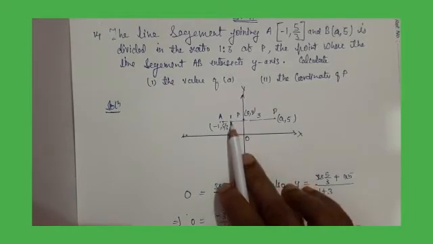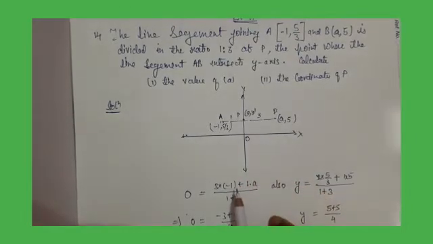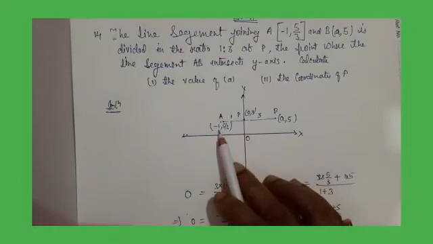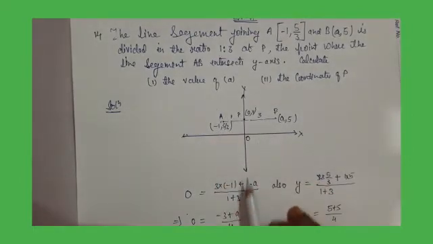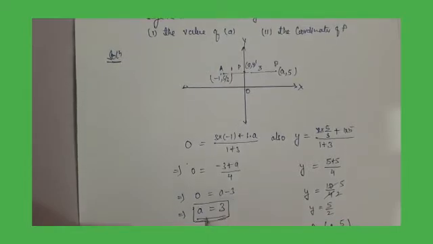Now as it is dividing in the ratio 1:3, by applying the section formula we have 0 is equal to (3 into minus 1 plus 1 into a), the whole by 1 plus 3. Therefore 0 is equal to (minus 3 plus a) by 4, or 0 is equal to a minus 3, or we can have a equal to 3. Therefore the value of a is equal to 3.